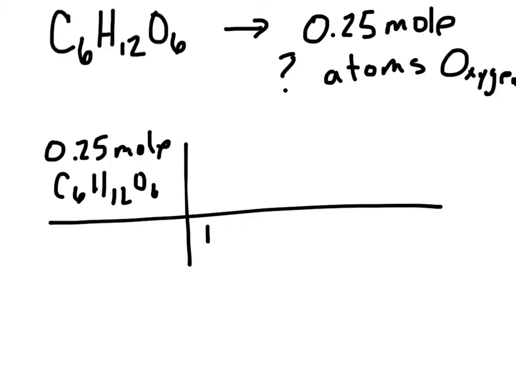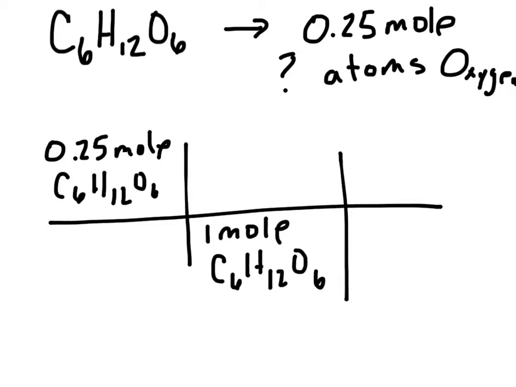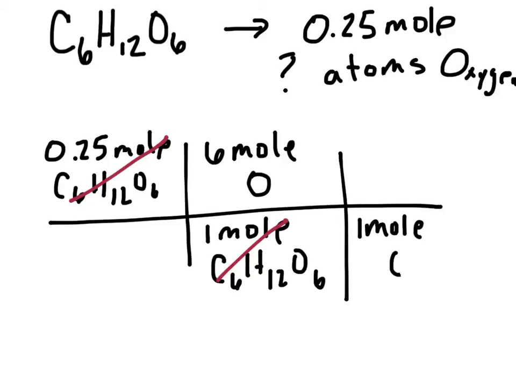We can put 1 mole of C6H12O6 on the bottom, and for every 1 mole of that, I get 6 moles of oxygen. So I can put the 6 moles of oxygen on the top. Now, if I go ahead and cancel that out, I'm not quite to atoms, right? So I need to add one more conversion. In every 1 mole of anything, and it can be oxygen, there are 6.022 times 10 to the 23rd atoms of oxygen.